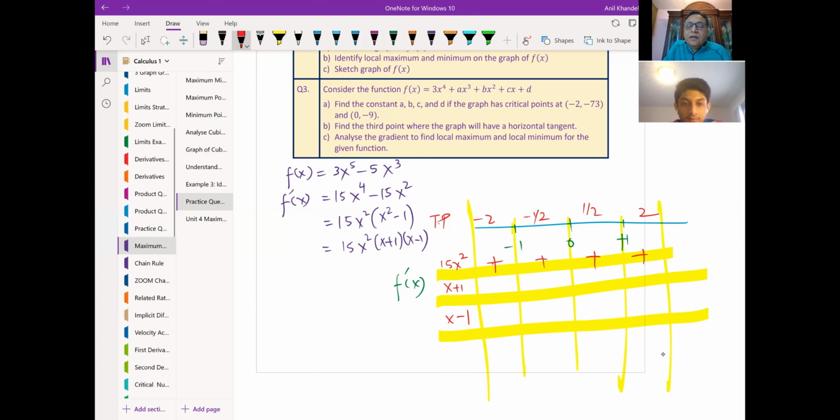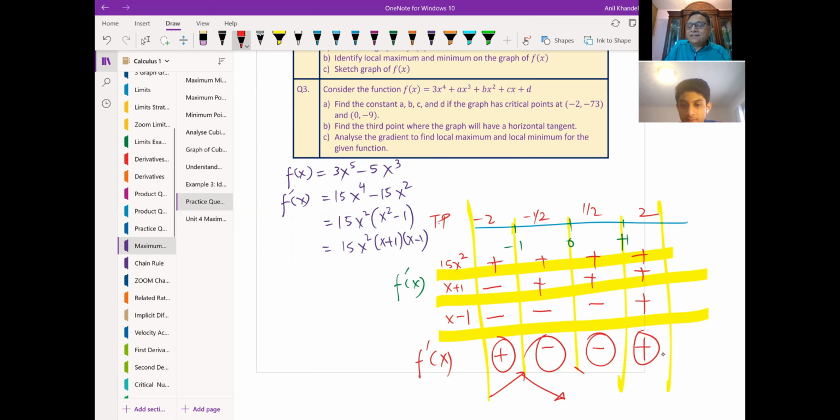x plus 1: if I have minus 2, it is going to be negative; at minus half and thereafter it is positive. x minus 1: minus 2 is negative, minus half is negative, half is also negative, plus 2 is positive. So we now know the sign of the derivative itself. When you multiply plus, minus, minus, you get plus. Here you get minus, here again a minus, and plus. So that clearly means your function is increasing, decreasing, again decreasing, and increasing.